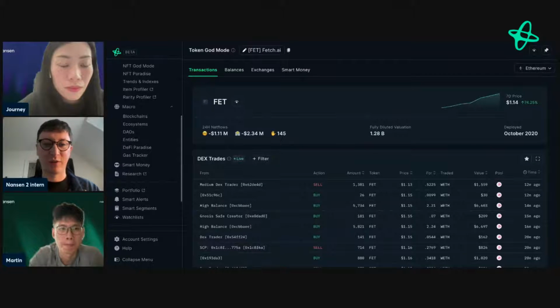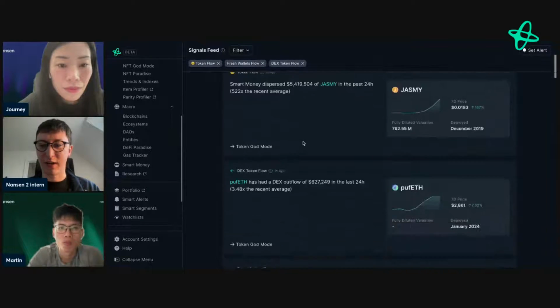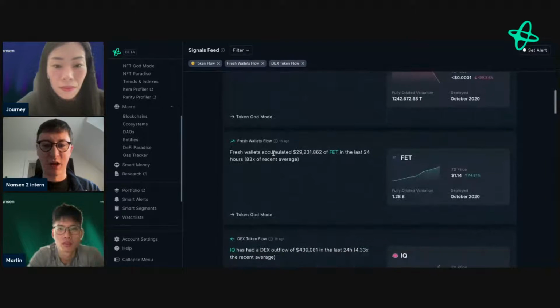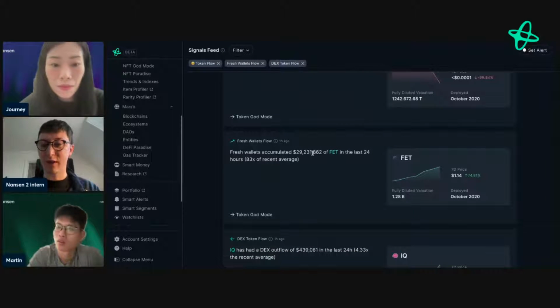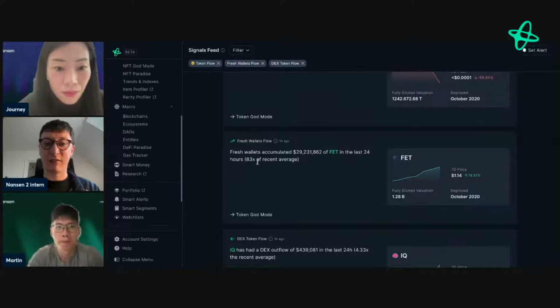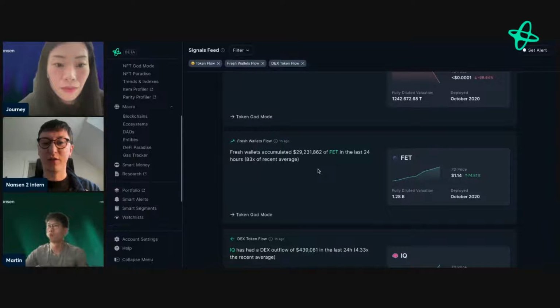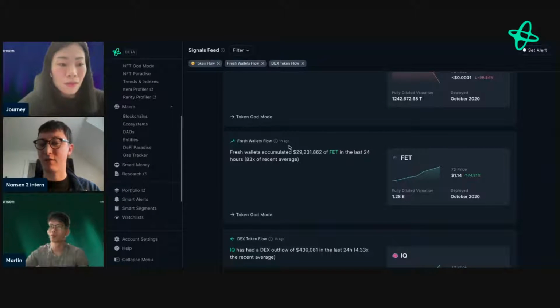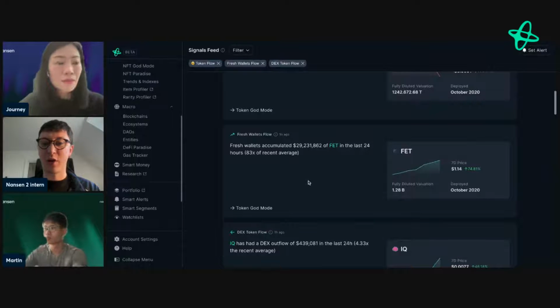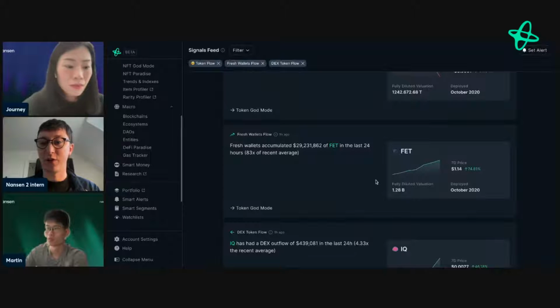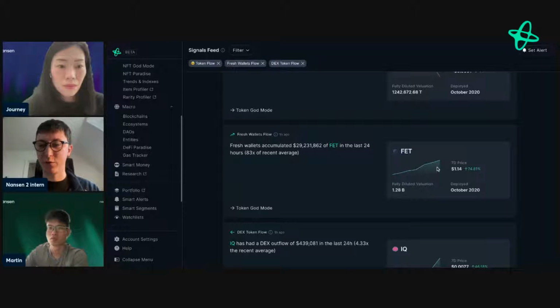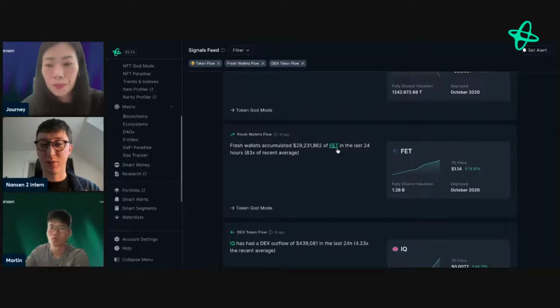So we found the token, we found the signal. The signal has said, let's go back to it, fresh wallets have accumulated 29 million of FET in the last 24 hours, and that's 83x of the recent average. So this is really, really interesting. The signal came up an hour ago. We go, okay, could potentially be an interesting indicator, because of who's accumulating and why. From the signal, we see the price has gone up by 74% over the past 7 days. That's not bad, and you can see the fully diluted valuation when it was deployed.